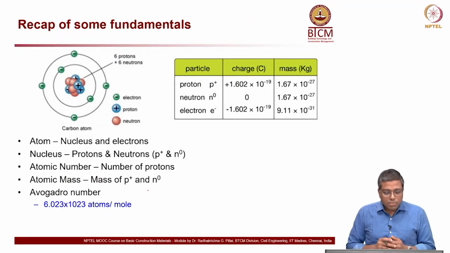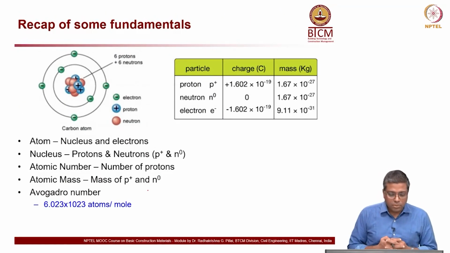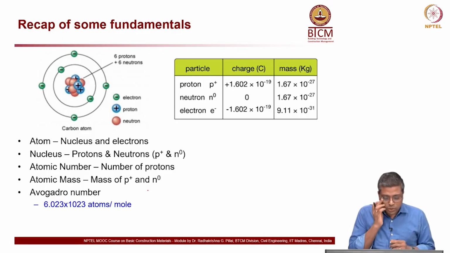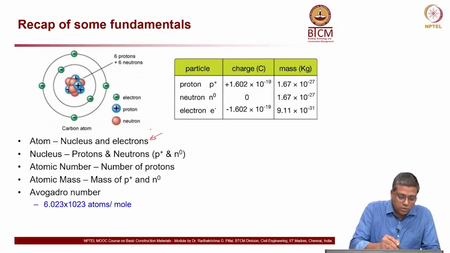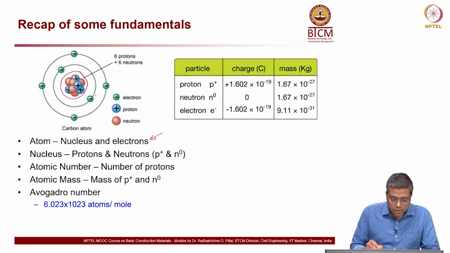Okay. Now, some recap on some fundamental things about atoms. We will just very quickly go through this. You already know this, I just wanted to refresh. An atom consists of a nucleus and electrons. You can see the nucleus here and then electrons around it. And the nucleus consists of both protons and neutrons.